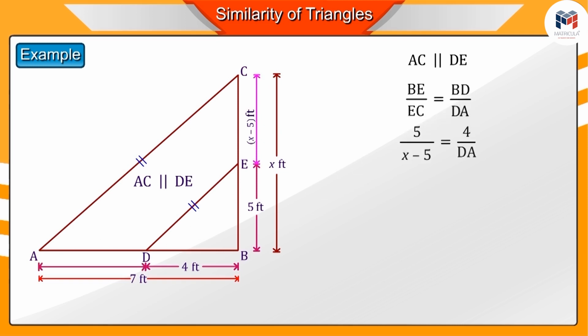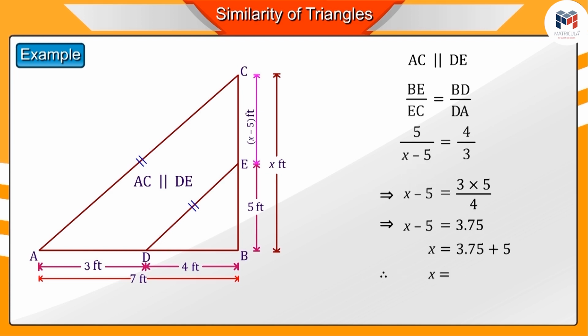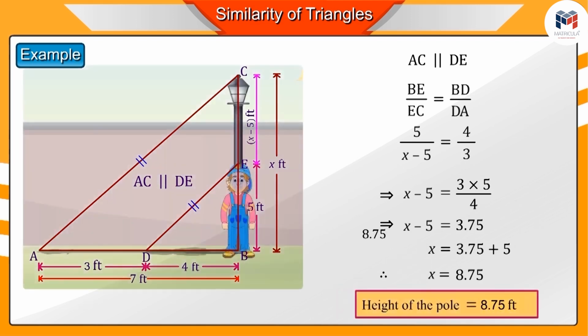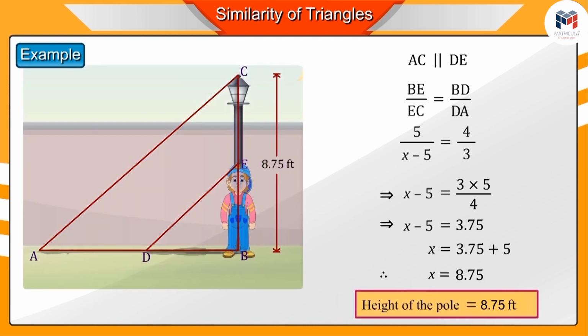Now, we substitute all the values. Can you now think of a method to find the value of DA? You can find the value of DA as follows. Substituting this value of DA, we get x equal to 8.75. Therefore, the height of the pole would be 8.75 feet. In this example, you saw how we can use the basic proportionality theorem in our day-to-day life as well.